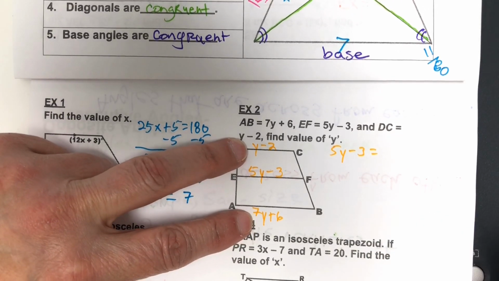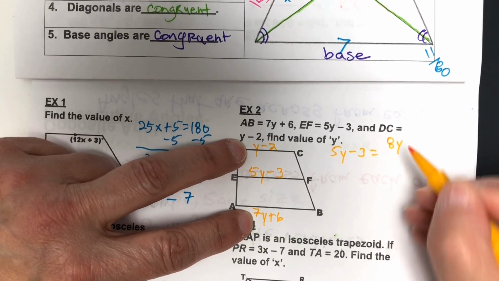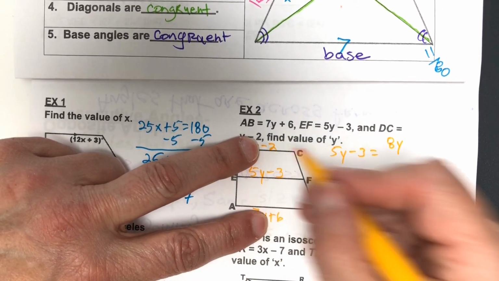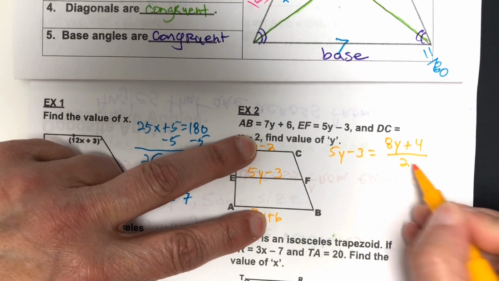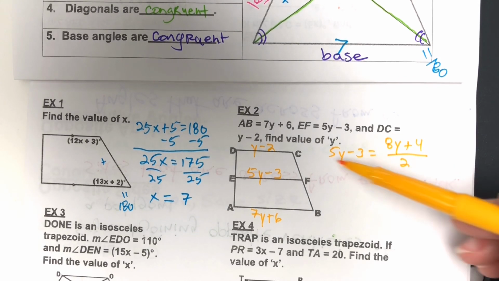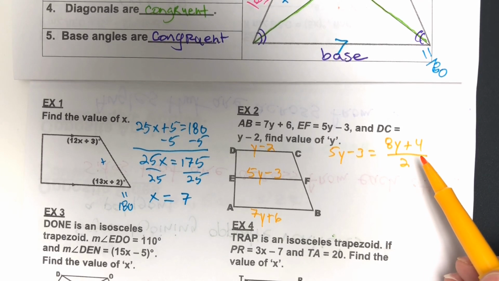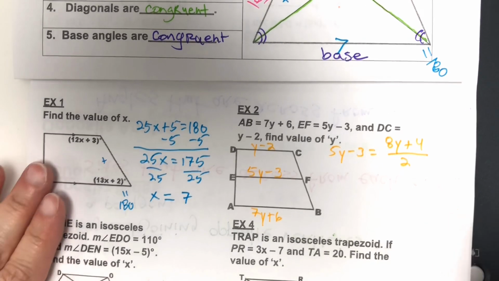I'm going to combine like terms. 8y plus 4, 6 plus negative 2 plus 4 divided by 2. Okay, interesting option here. I could multiply both sides by 2, or these are both divisible by 2. So I'm going to just divide both of those by 2. I hope everybody is good with that.